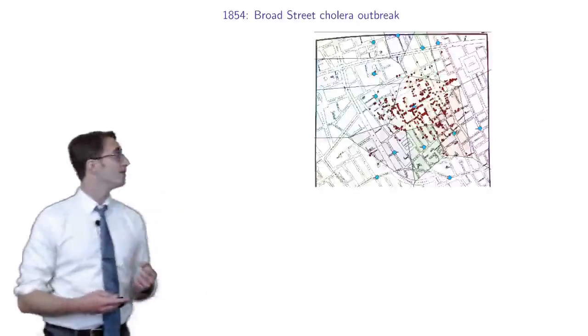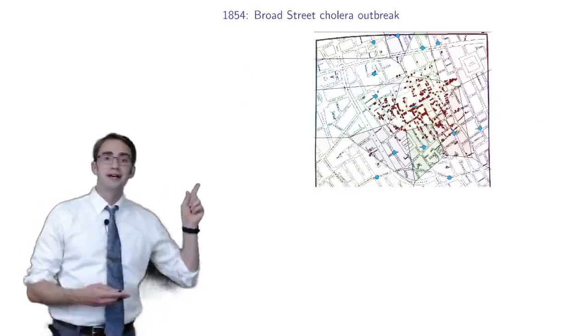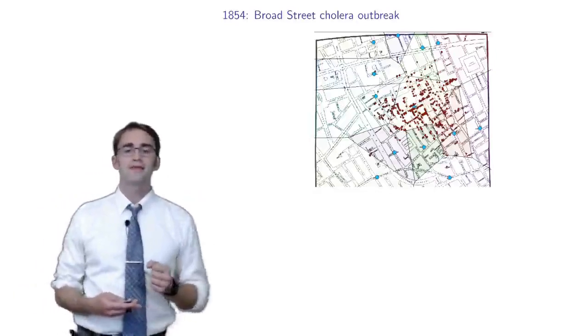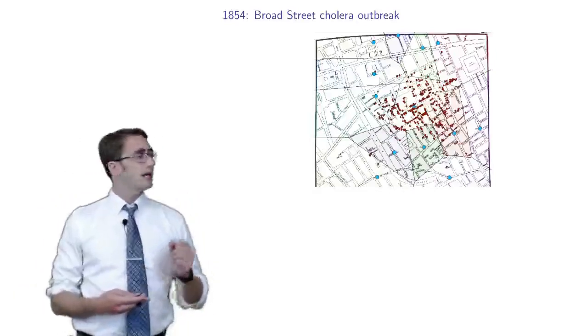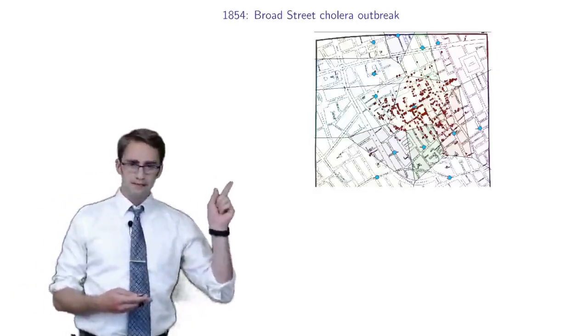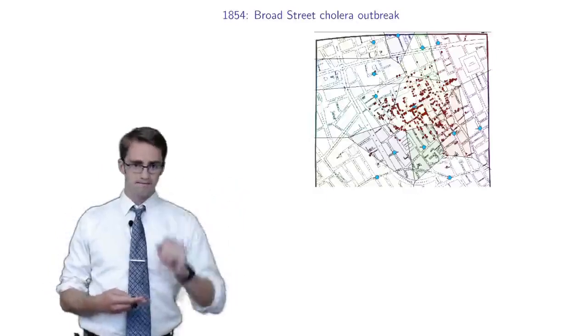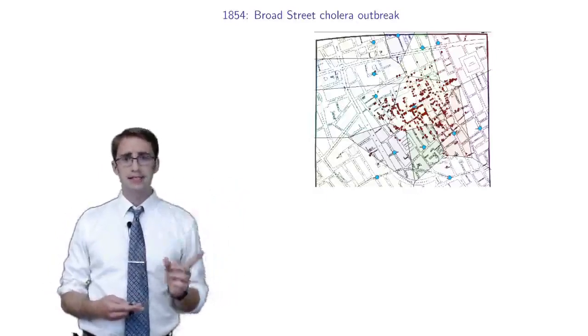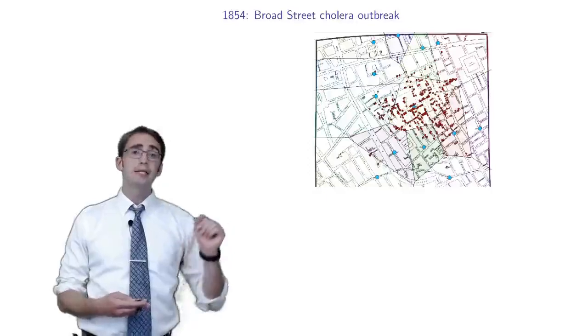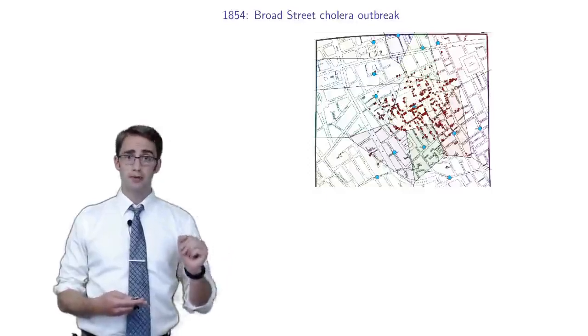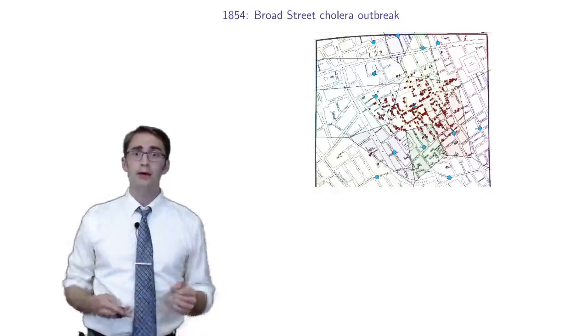So this is a map of the Soho district in London, okay? And you'll see it's colored by a lot of things. So what is going on here? When each of these colored cells, you'll see there's a little blue dot. Each colored cell has exactly one blue dot inside it. Each blue dot is a water pump where people would go and get their water.